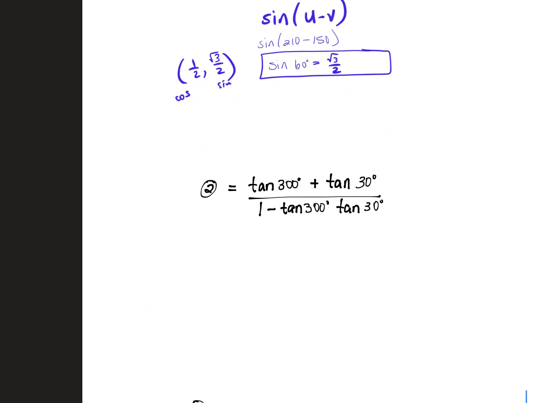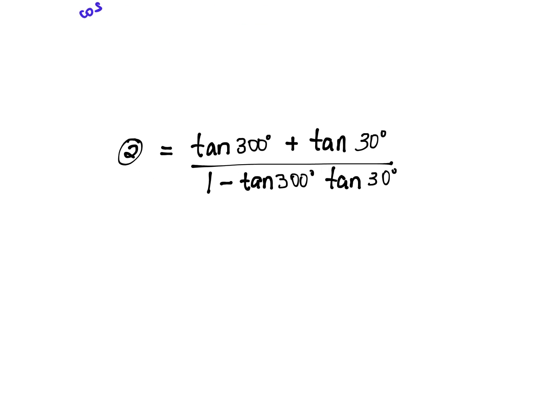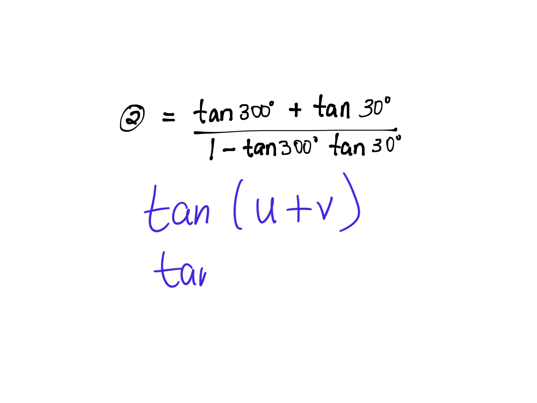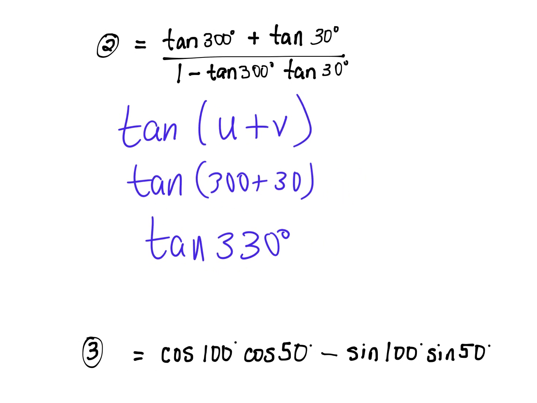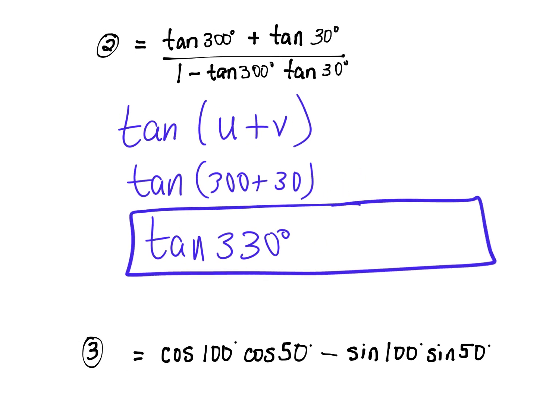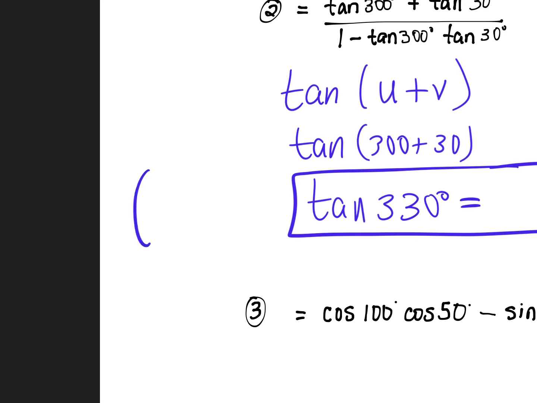All right, so look at 2. Obviously, guys, what formula are we talking about? Tangent, because it says tan, tan, tan, tan. Which tangent formula is it? It's tangent of what? U plus V. So it's tangent of what's 300 plus 30 is what? Tangent 330. Is 330 on the unit circle? It sure is. So that's the first part of your answer.